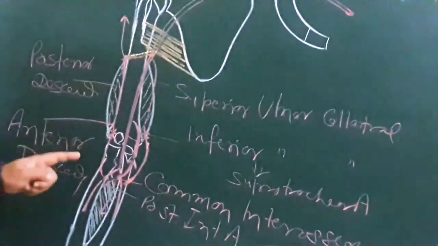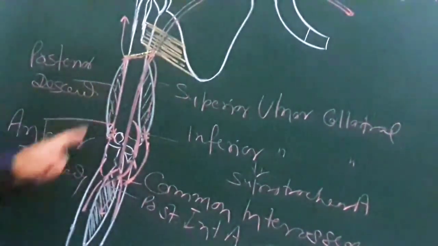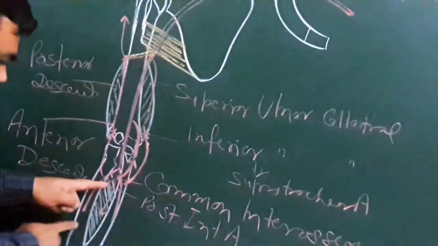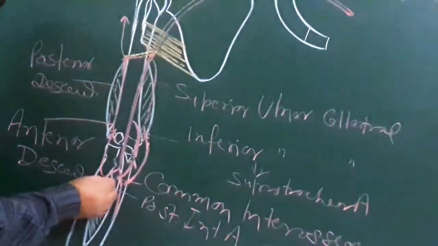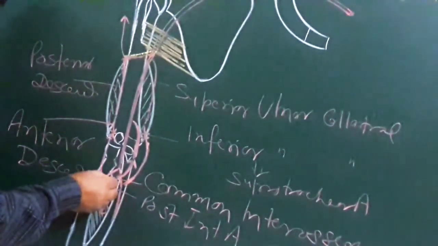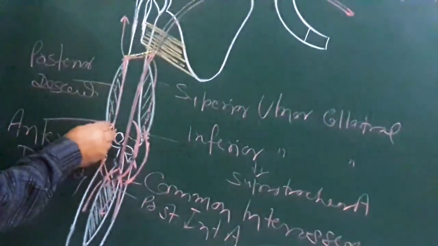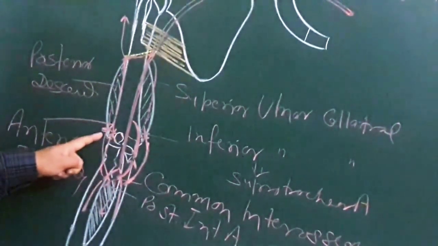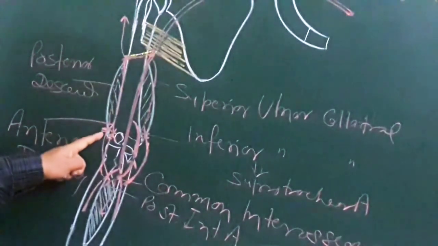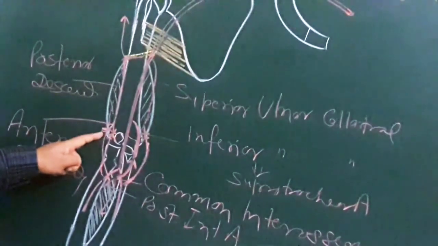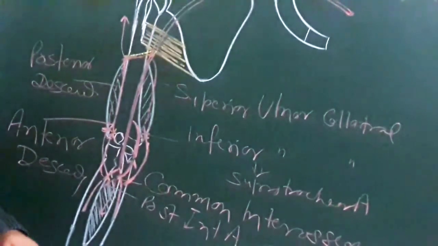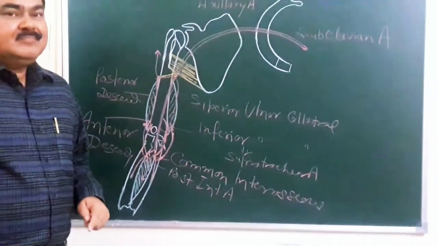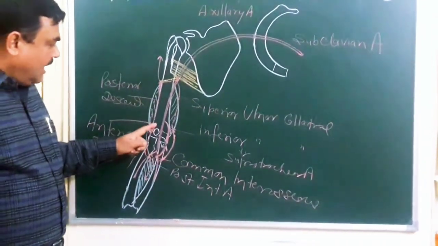And posterior to the elbow joint, here is the posterior descending branch, which anastomoses with a branch arising from the posterior interosseous artery. This is the interosseous recurrent branch, which anastomoses with the posterior descending artery. So it lies behind the lateral epicondyle of the humerus. So this is the anastomosis around the elbow joint.